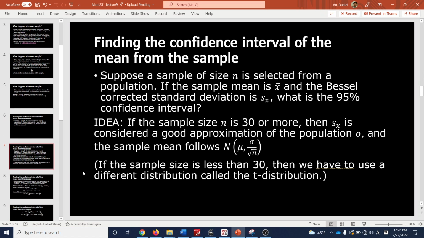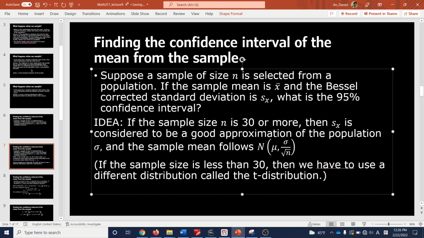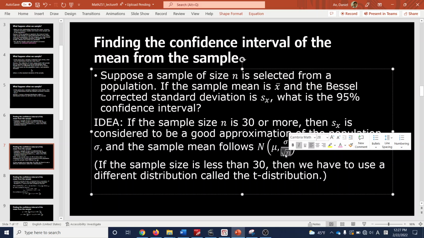Well, the basic idea is this. If the sample size n is 30 or more, then Sx is considered to be a good approximation of the population sigma, and the sample mean follows, as we spoke before, the normal distribution with mu as the mean and sigma over square root of n as the standard deviation. And I explained by experiment why there's the square root of n there.